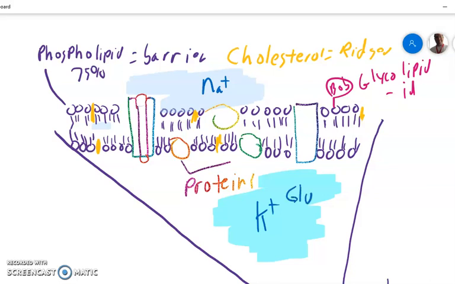Glucose is supposed to be in the cell, but it can't get across from the outside unless it gets transported through a protein. So proteins are an important part of the cell. The lipid component keeps it together, that's the cholesterol, and forms a barrier. These proteins are actually going to let things through, like glucose, or sodium, or potassium.